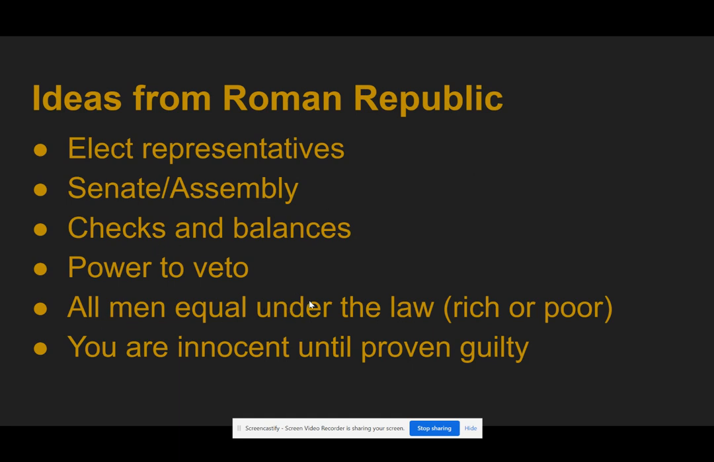All men are equal under the law, whether you're rich or poor. That was an important concept the plebeians fought for. And you are innocent until proven guilty. So, again, something we still use in our country today.